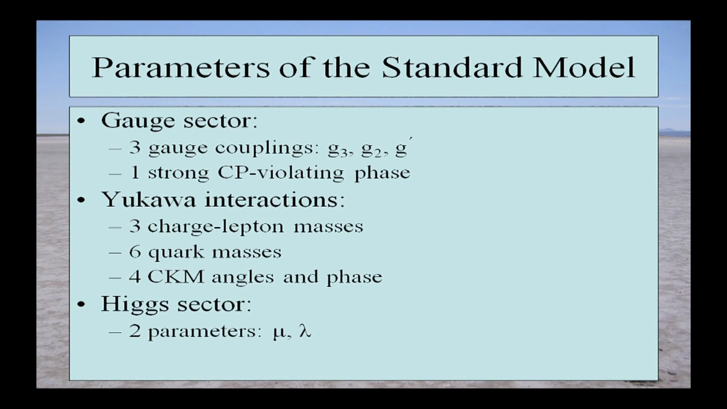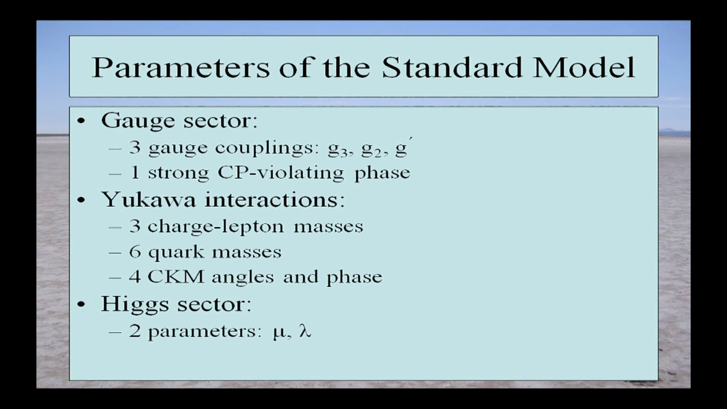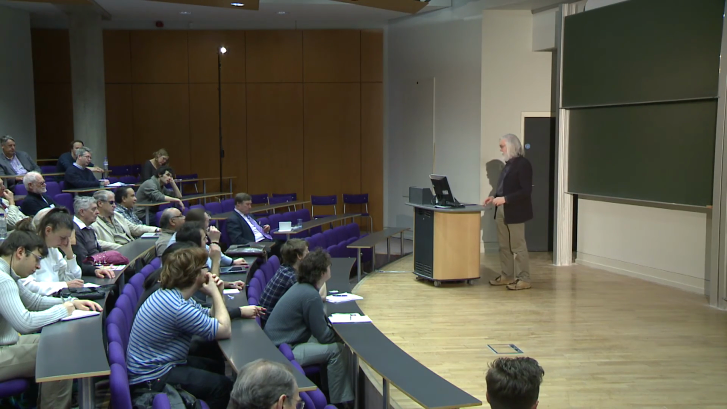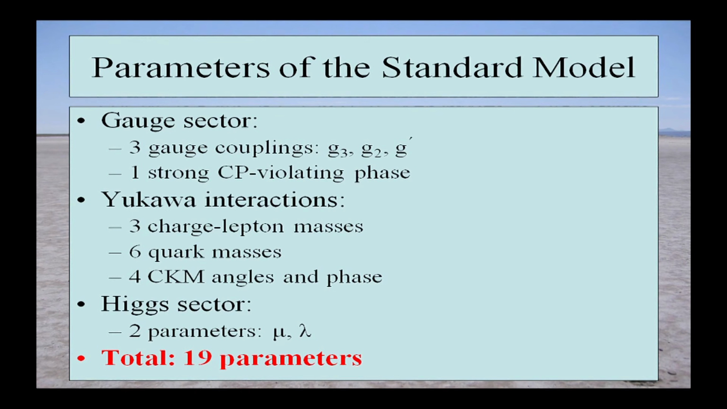Then finally we come to the Higgs sector. So you remember our double well potential. Well, actually it's a Mexican hat because it's rotationally symmetric. So that has two parameters, one mu, which tells you that the center is unstable, and one lambda, which tells you that the potential goes up at infinity. Remember that, the potential has to go up at infinity, because that's going to be something that comes back later on in the lecture. So I get 19 parameters.